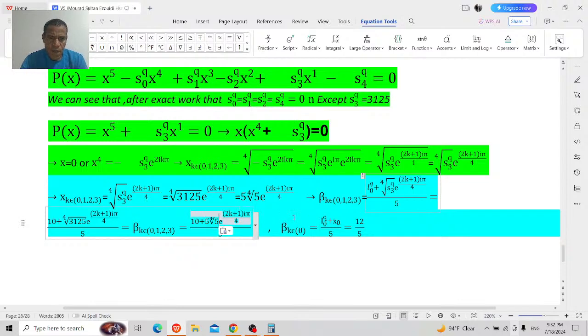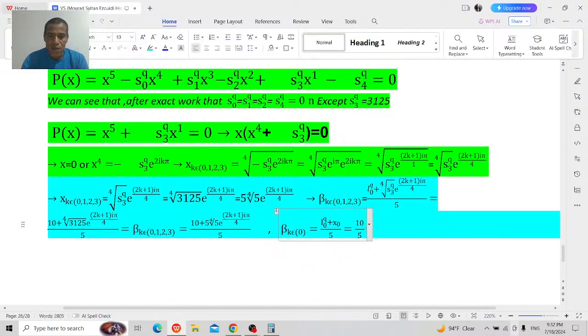Therefore, this is the fourth root. It remains only one root. Do you remember that x0 equals 0? Therefore, beta subscript k belongs to 0 is L0 plus x0 over 5. L0 is 10, divided by 5 gives you 2.